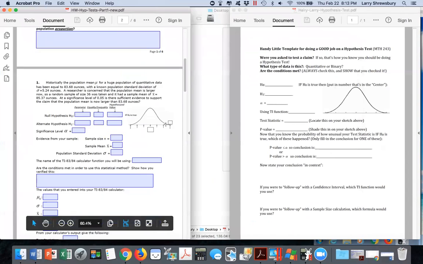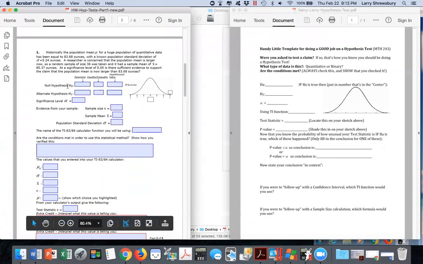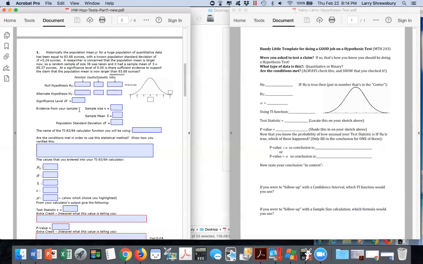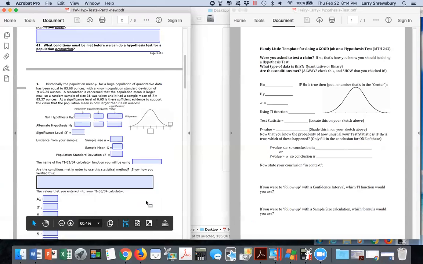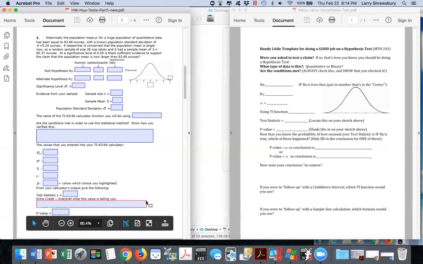Notice how this is reminding you. It's a little template. It's actually got the template here. It's stepping you through the process. Because there's a lot of steps to a hypothesis test, or it feels like a lot when you're first learning it. So that's why part 1 is kind of holding you by the hand and leading you through all the steps and all the concepts to think about. And then when you get to part 2, it will prompt you a little less.